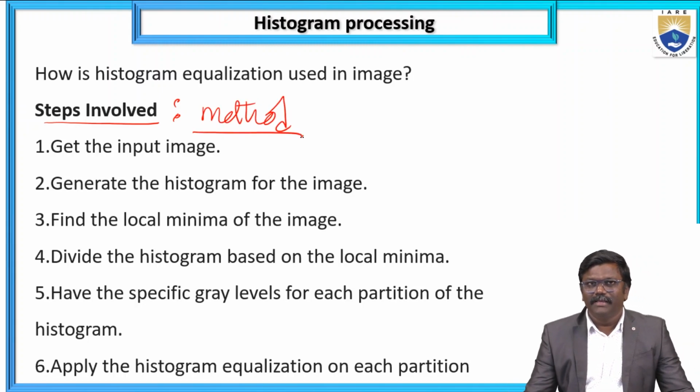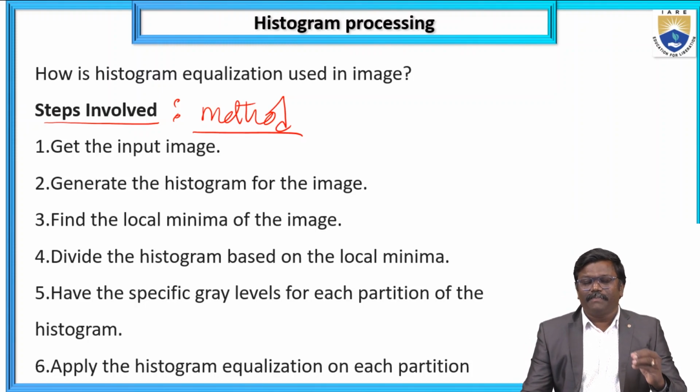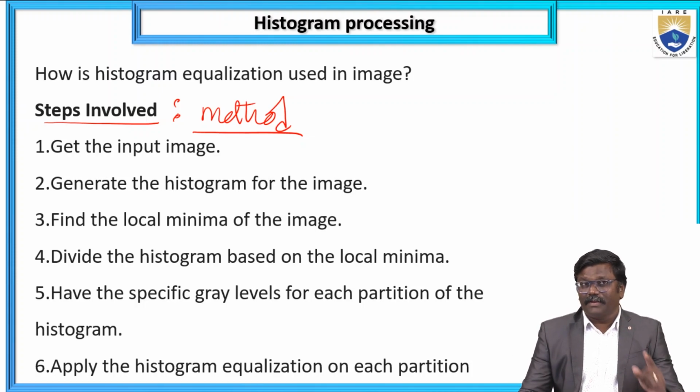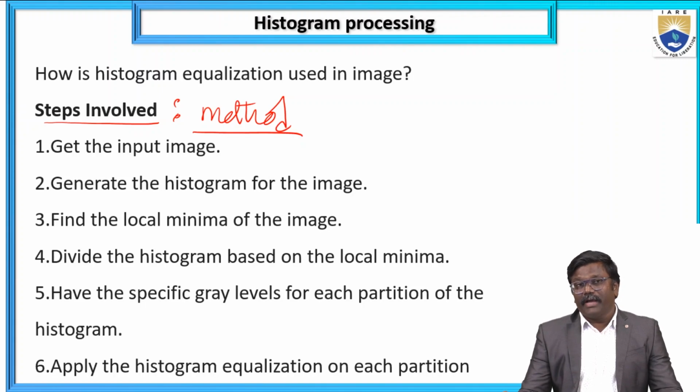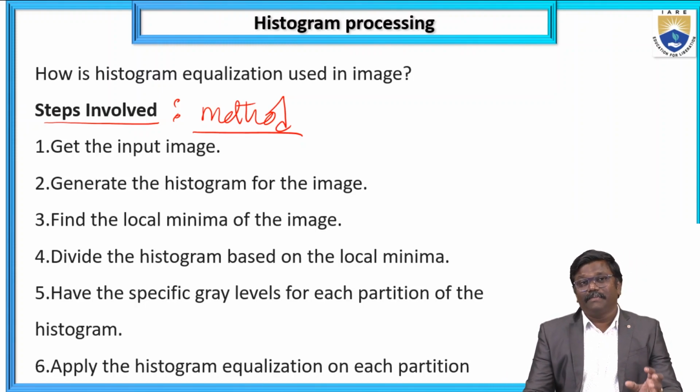What is the name of the method? Here it is called the histogram equalization method. So what is step number 1? Get the input image. Of course, you may acquire an image captured by using a digital camera. That is step number 1. Step number 2: once you have acquired an image as the input image for applying your method, generate the histogram for the same input image.